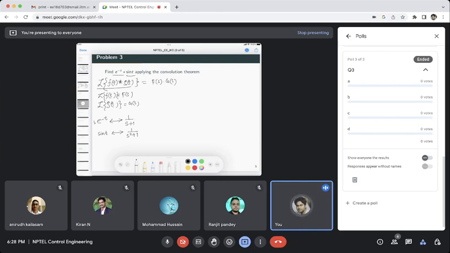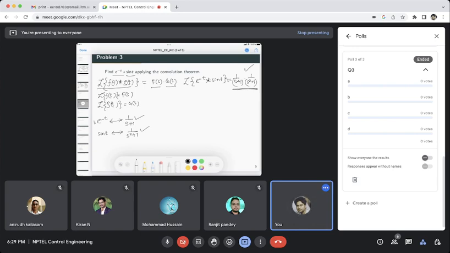Then the Laplace transform of e to power minus t convolved with sin t will be the multiplication of these two transforms, F of s into G of s, so it is simply 1 by s plus 1 multiplied with 1 by s square plus 1. Now we have to find the inverse of this expression to find the convolution in the time domain, because this is in the s domain, the frequency domain.